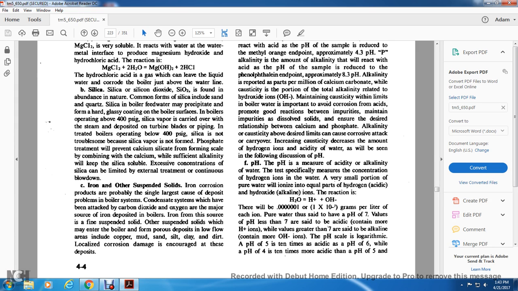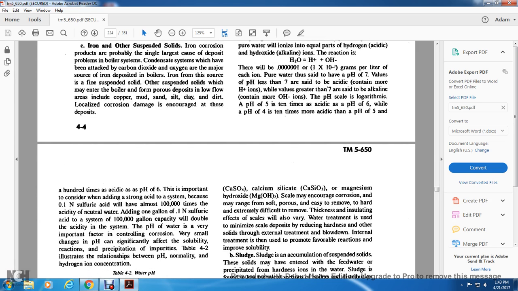The pH scale is logarithmic: a pH of 5 is 10 times more acidic than pH 6, while a pH of 4 is 10 times more acidic than a pH of 5 and 100 times more acidic than pH 6. This is important when considering adding strong acid to the system, because 1/10 normal sulfuric acid amounts to 100,000 times the acidity of neutral water. Adding 1 gallon of 1/10 normal sulfuric acid to a system of 100,000 gallon capacity will double the acid in the system.